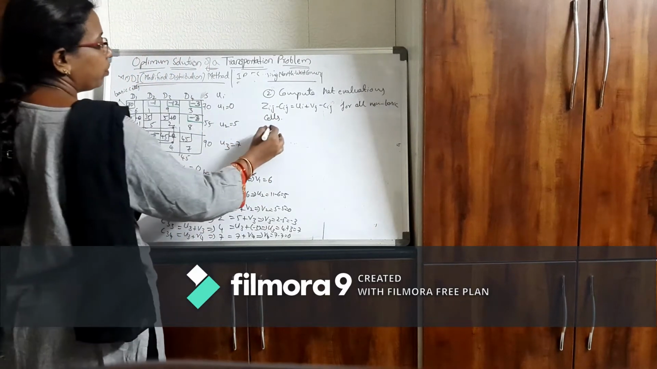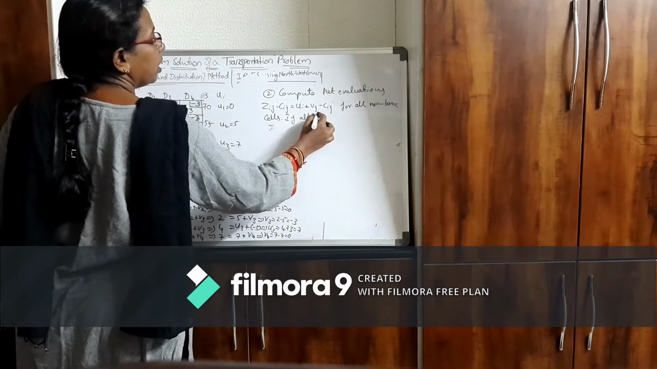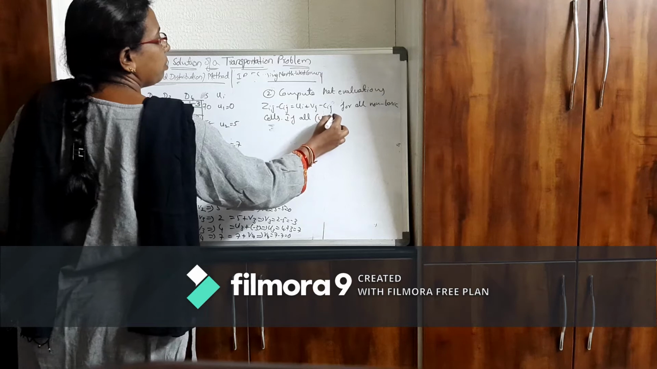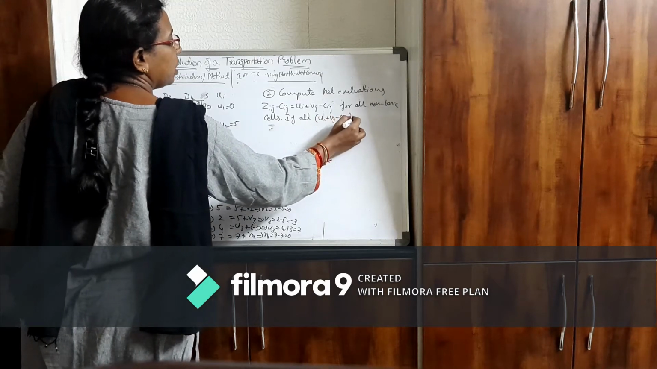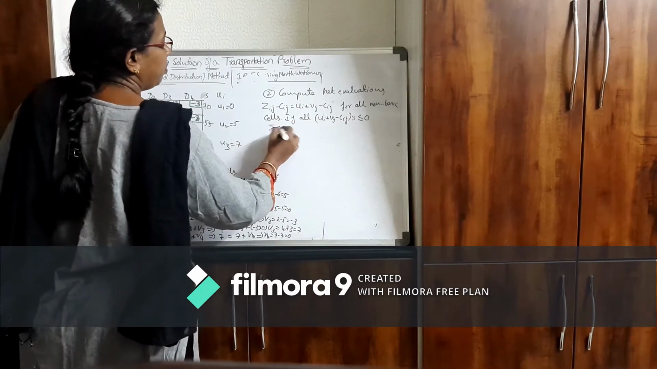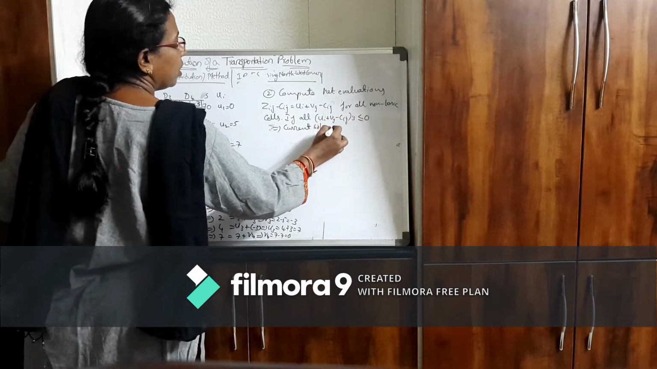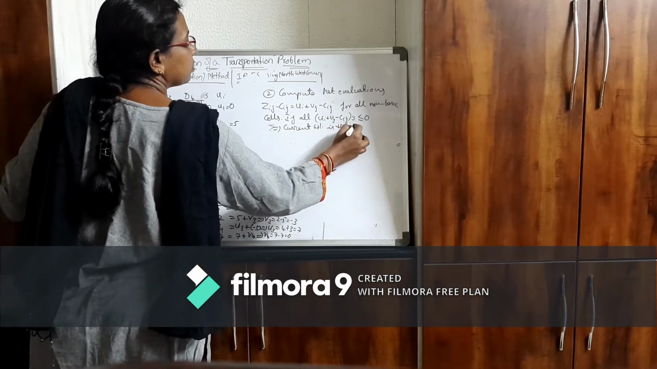If all Ui plus Vj minus Cij's are less than or equal to 0, it implies the current solution is the optimum solution.